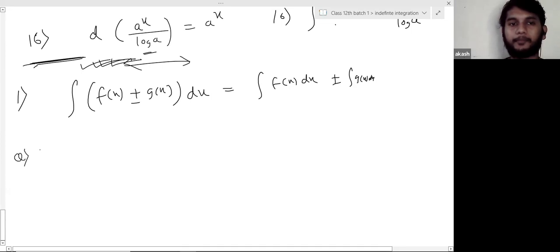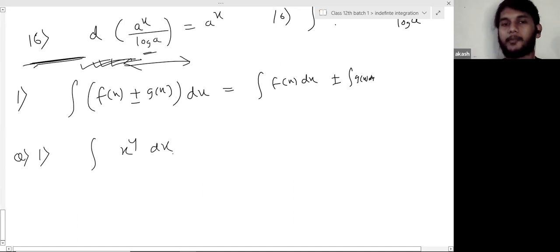All right. So first question, integration of x to the power 4 dx. Which formula are we going to use in this?